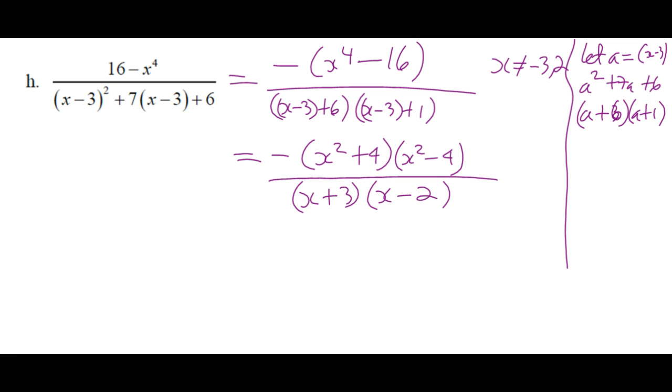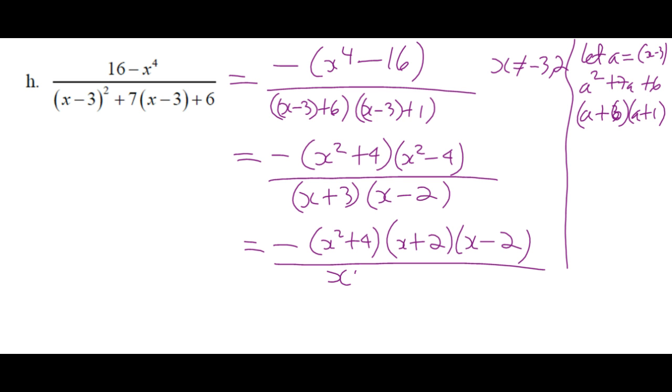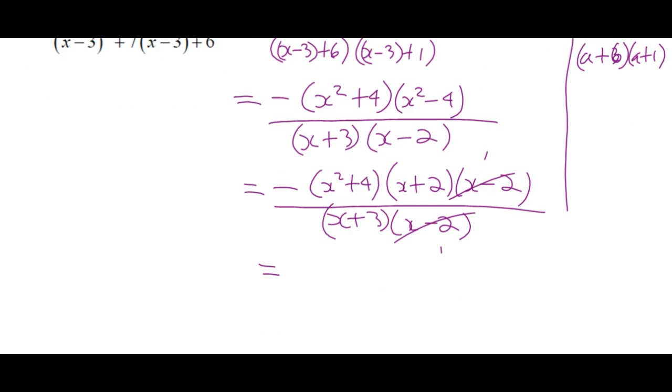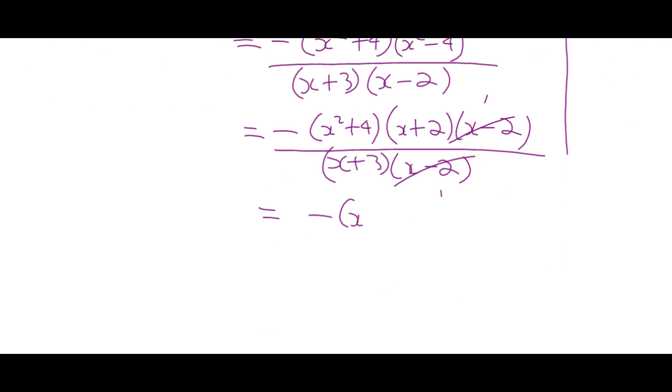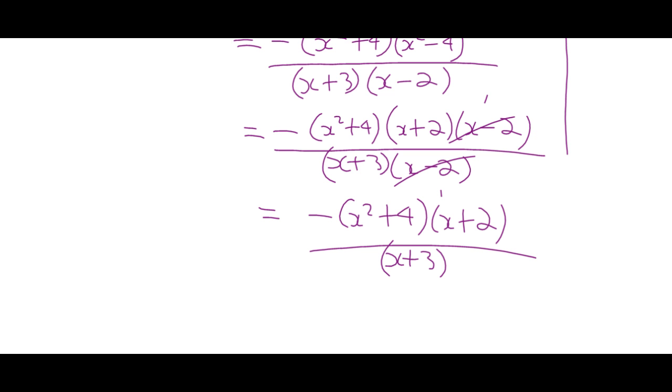Oh, wait. That factors, right? It's a difference of squares. So always watch out when you got an x to the fourth. Negative x squared plus 4, x plus 2, x minus 2, over x plus 3, x minus 2, equals, that's why this is on its own page, negative. All right, now I see, yeah, it worked.